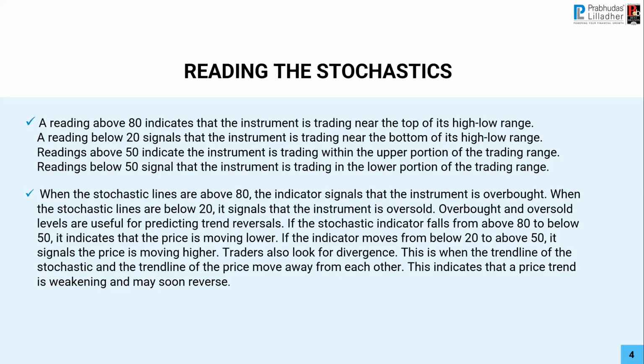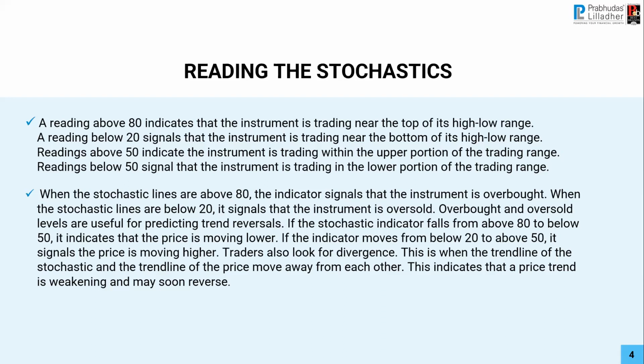So when the stochastic lines are above 80, the indicator signals that the instrument is overbought. When the stochastic lines are below 20, it indicates that the instrument is oversold. So overbought and oversold levels are useful for predicting trend reversals. If the stochastic indicator falls from above 80 to below 50, it indicates that the price is moving lower. This is what we just spoke. If the indicator moves from below 20 to above 50, we know that there are higher chances of the stock going to higher levels. So traders should also look for divergence.